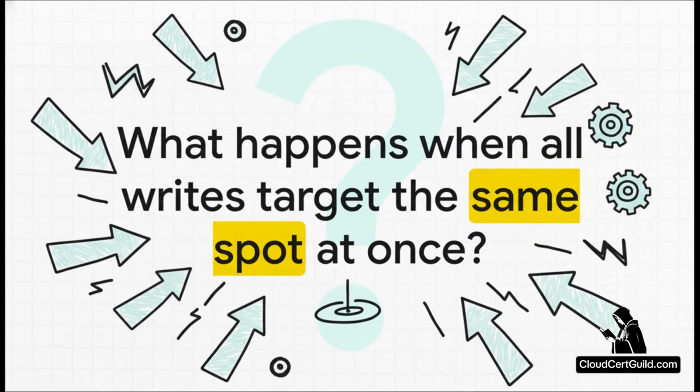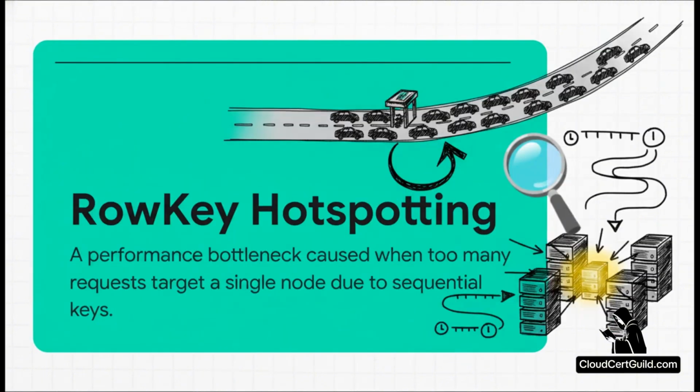Okay, but here's the catch. This leads to a really critical performance issue that you absolutely have to understand when you're working with Bigtable. It's a common trap that a lot of people fall into. So the whole thing comes down to how you design your row key. That's the unique ID for each row of data.